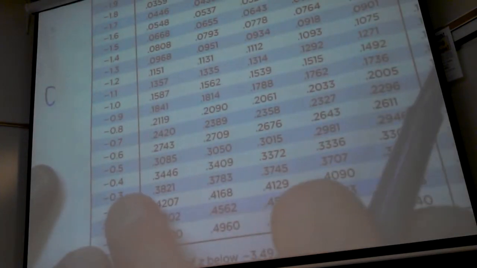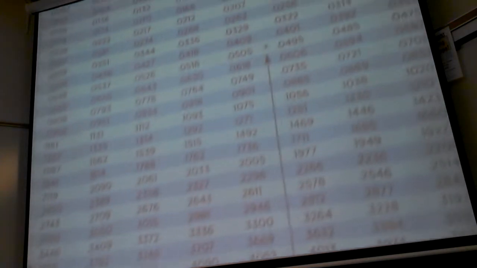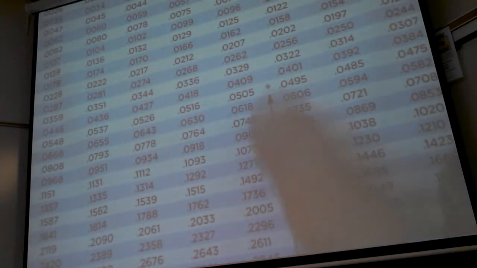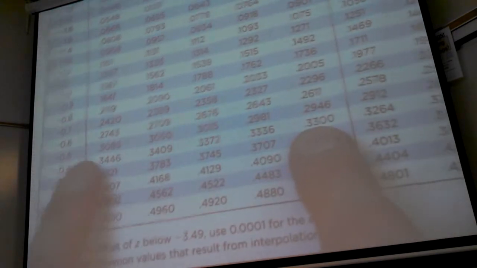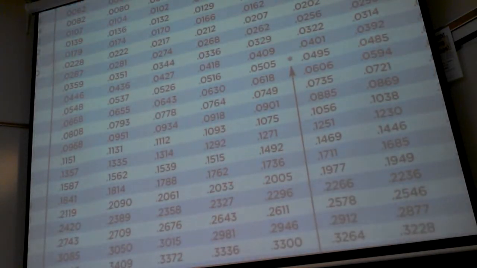And I've got an area, so I'm not going to look at 0.33. That would be a z-score. Where are the areas? In here. These are the areas, right? So find 0.33 in here. There it is. And of course, it's related to the one we did earlier, right? Negative 0.44.